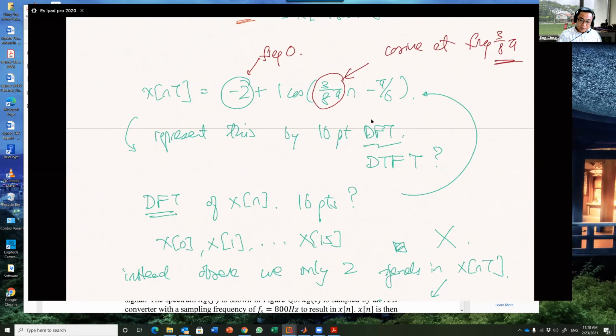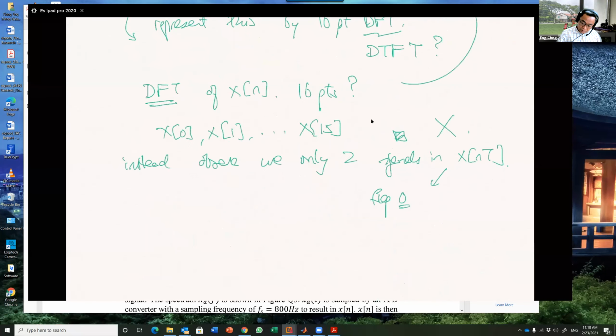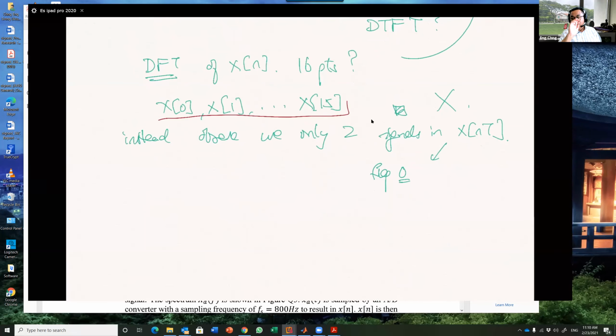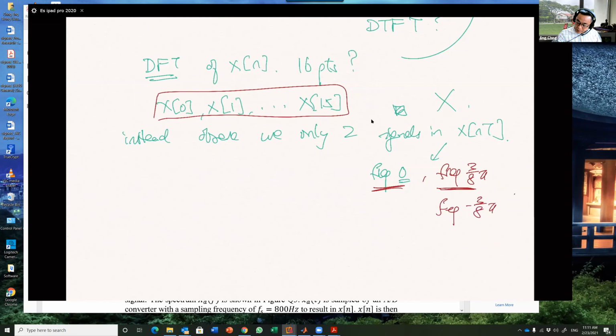So once you understand this, you realize that most of these coefficients are 0, except frequency 0 and frequency 3 over 8 pi, which have values. Actually, there's one more. We need frequency minus 3 over 8 pi. So you need to solve 3 coefficients, but these 2 are complex conjugates of each other, the CKs.